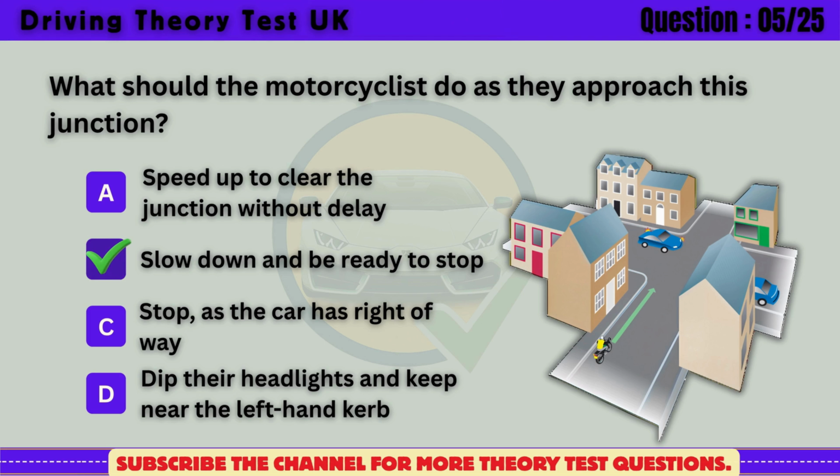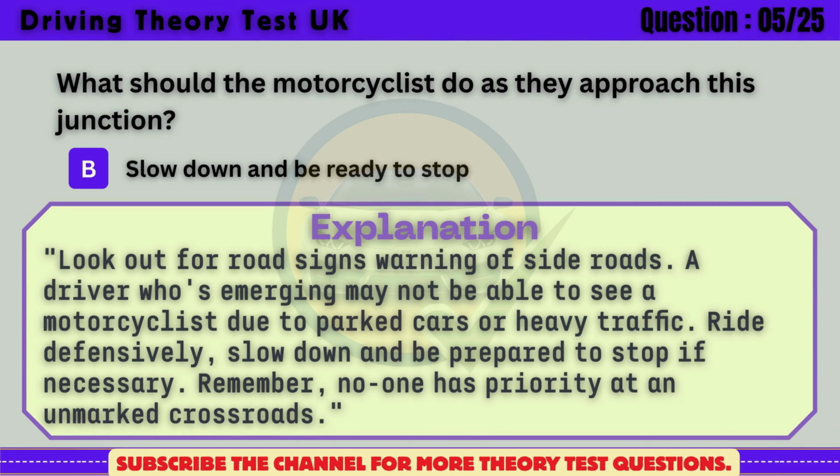Answer was B. Slow down and be ready to stop. Look out for road signs warning of side roads. A driver who's emerging may not be able to see a motorcyclist due to parked cars or heavy traffic. Ride defensively, slow down, and be prepared to stop if necessary. Remember, no one has priority at an unmarked crossroads.